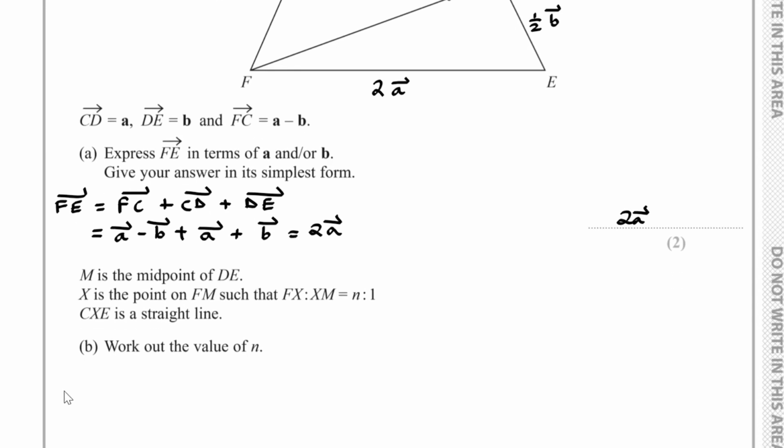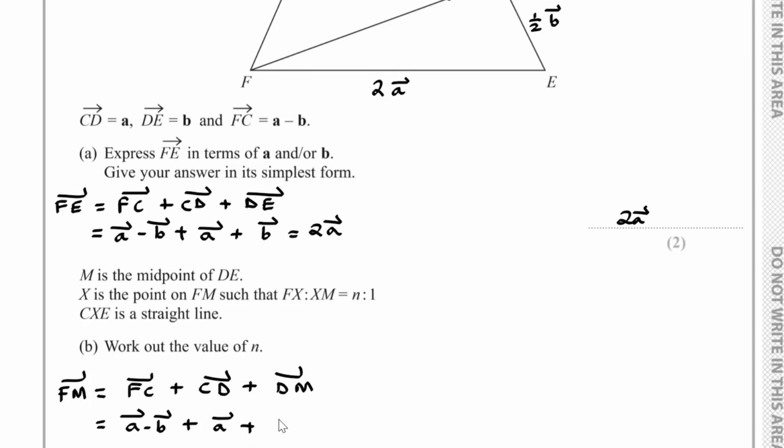So if I work out the vector FM, that's equal to FC plus CD plus DM. So FC, that's equal to A minus B. CD, that's equal to A. And DM, that's equal to a half B. So therefore this turns out to be 2A minus 1/2 B.